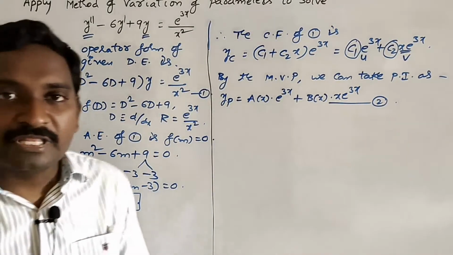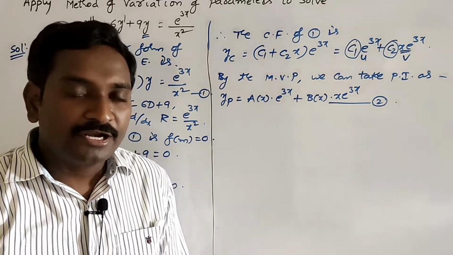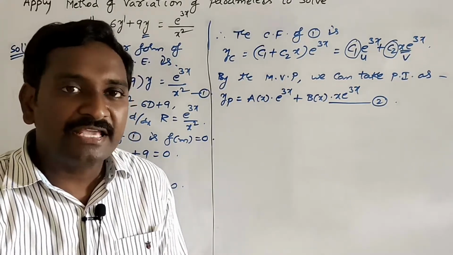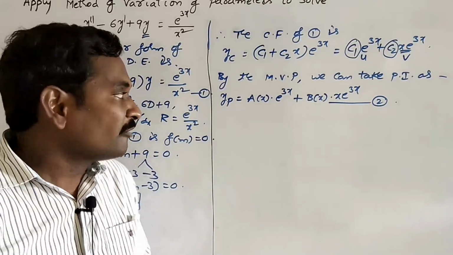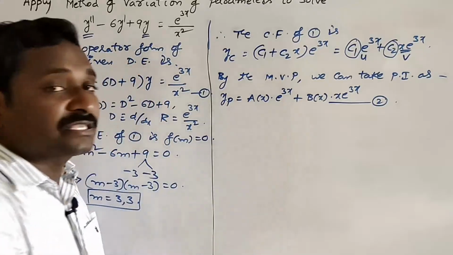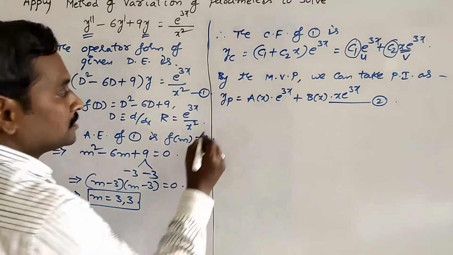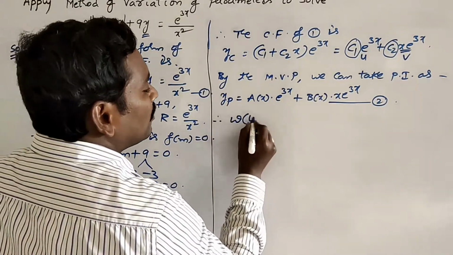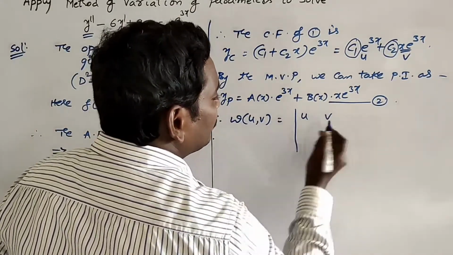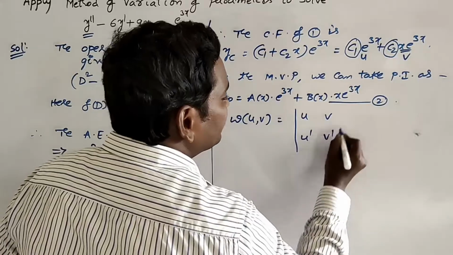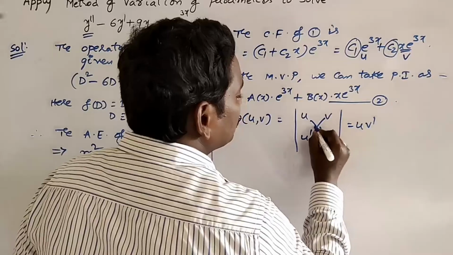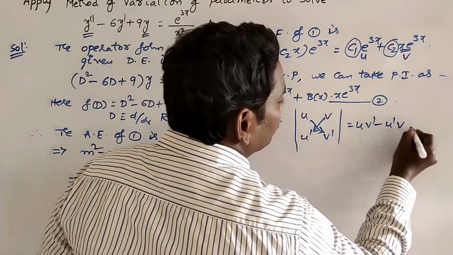So we have to find out a of x and b of x now. Already you know that we have a special formula for a of x and b of x, but before finding them, you have to find out their denominator first. What is the denominator of a of x and b of x? The Wronskian of u, v. So first find the Wronskian of u, v. It would be the determinant of u, v in the first row and their derivatives in the second row, so nothing but u v dash minus u dash v.